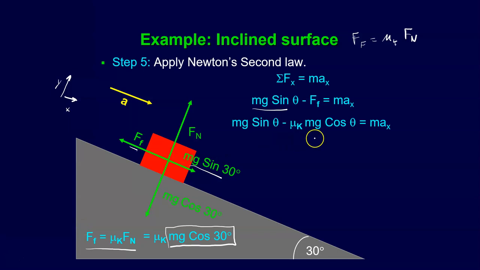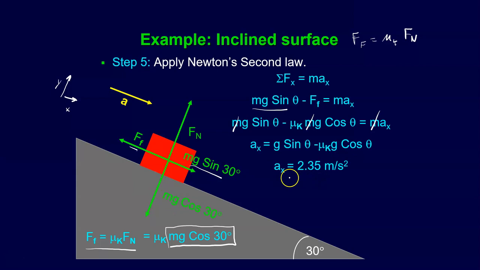So we plug that in, and what's nice is there's a mass in every piece. And so we get that the acceleration in the x direction is g sine theta minus mu k g cosine theta. This term is going to decrease the acceleration, which is what we expect. When I plugged in the values here in this problem, I got 2.35 meters per second squared.